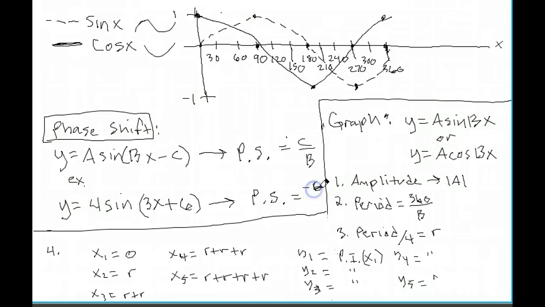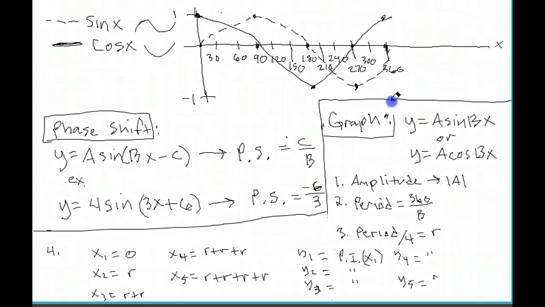So our phase shift is going to be -6 over our b value. Our b value is the number attached to x, which is 3. So the phase shift is going to be -6 over 3, or you can call it -2 if you want. So that's how you do the phase shift. That part is going to be okay for you.